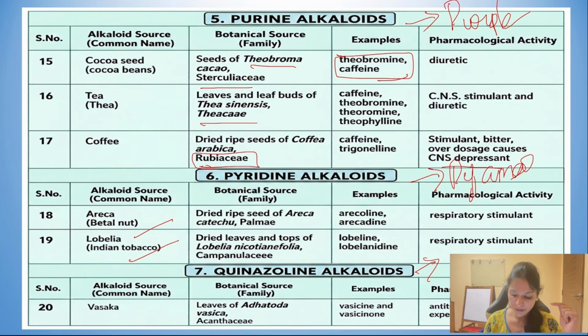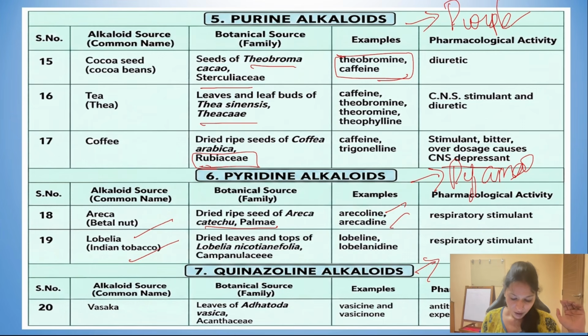So, dry ripe seeds of areca catechu, belonging to the family Palmae. Here the main two active constituents are arecoline and arecaidine, and these two are respiratory stimulants. Okay, pyridines are respiratory stimulants. This point you can remember. Okay, respiratory stimulants means pyridines.